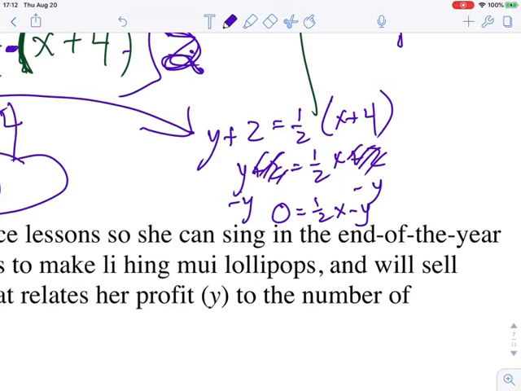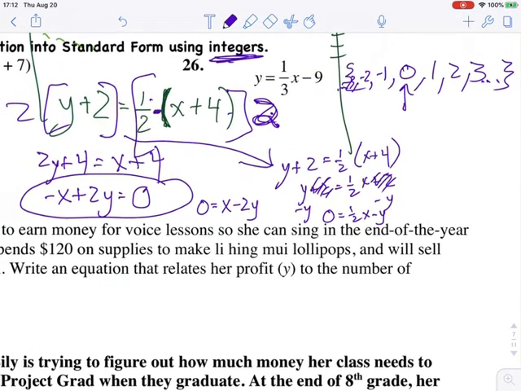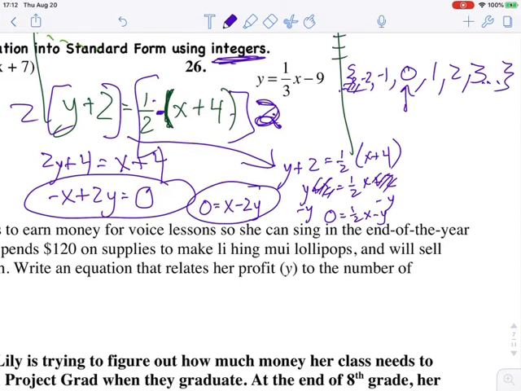Let's multiply everything by 2 just for kicks. Okay, I'm going to move over here. 0 times 2 is still 0. Then you have x minus 2y. Aha! This looks a little different from this, but no, they are equivalent.